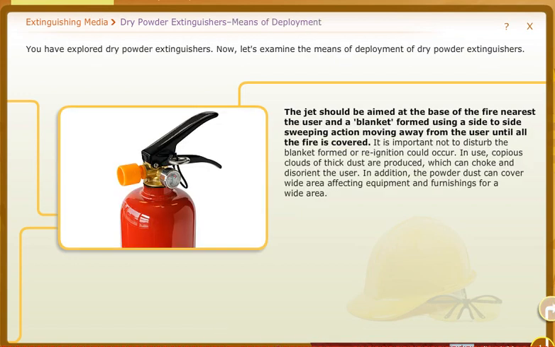You have explored dry powder extinguishers. Now, let's examine the means of deployment of dry powder extinguishers. The jet should be aimed at the base of the fire nearest the user and a blanket formed using a side-to-side sweeping action moving away from the user until all the fire is covered. It is important not to disturb the blanket formed or reignition could occur. In use, copious clouds of thick dust are produced, which can choke and disorient the user. In addition, the powder dust can cover a wide area, affecting equipment and furnishings.